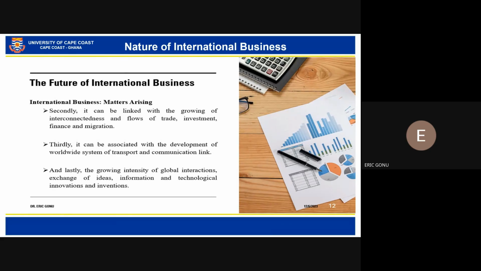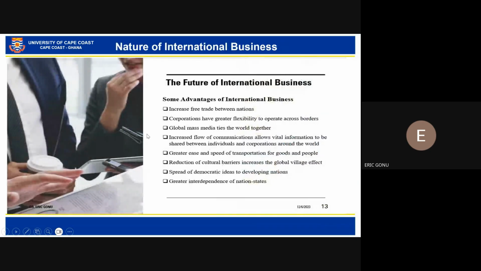And lastly, the growing intensity of global interactions, exchange of ideas, information, and technological innovations and inventions are all helping the growth of international business.